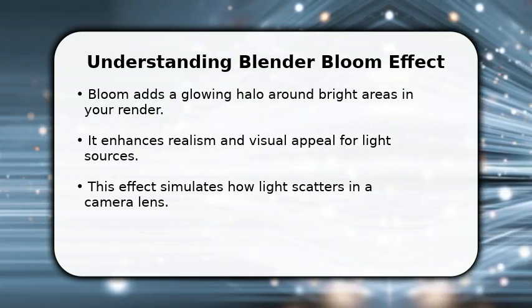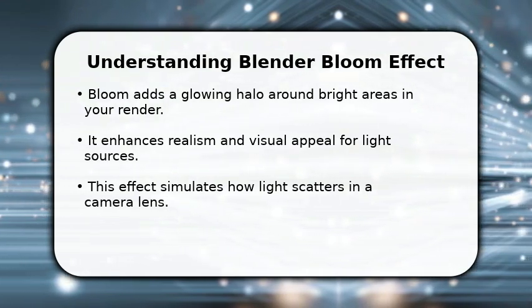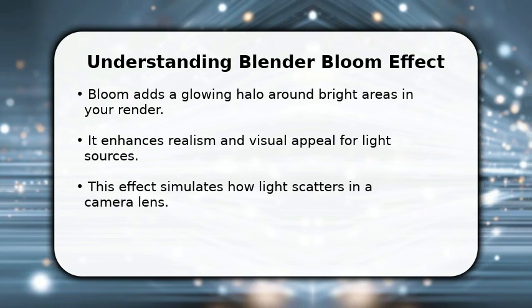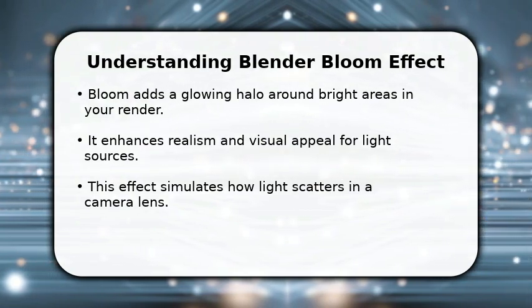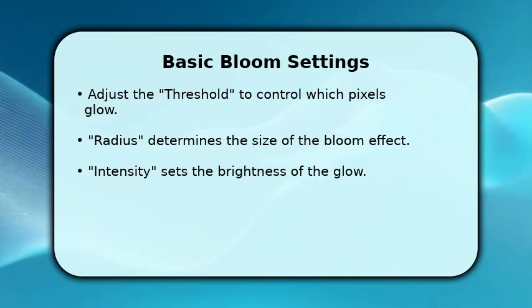Here, you'll find the bloom checkbox. Simply enable it to activate the basic bloom effect in your scene. This initial step is crucial for adding that desired glow. Once bloom is enabled, you'll see several settings appear.